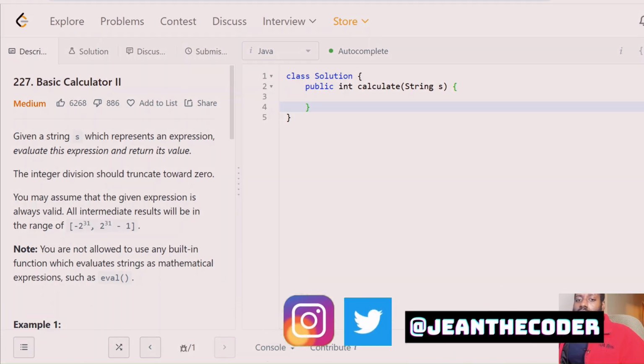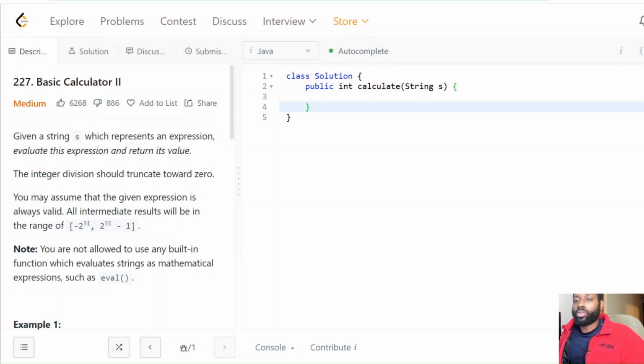Today we have a very good problem for you guys. We're talking about Basic Calculator 2. So this is a very good problem, so make sure you pay close attention to the problem statement. It says, given a string s which represents an expression, evaluate this expression and return its value. The integer division should truncate towards 0.